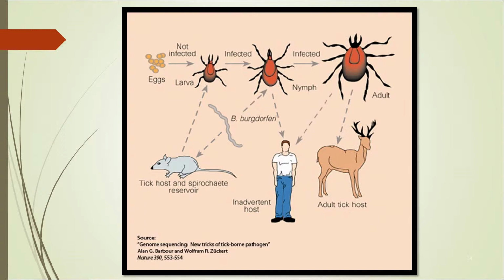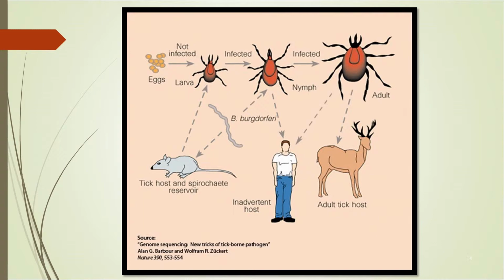Larvae then feed on mice and other small mammals and birds in the summer and early fall. During the spring, they molt into nymphs. Nymphs then feed on small rodents and other small mammals and birds in the late spring and summer and molt into adults in the fall, completing the 2-year cycle.